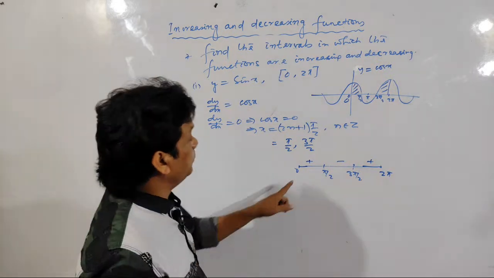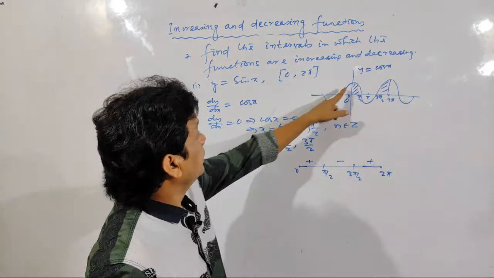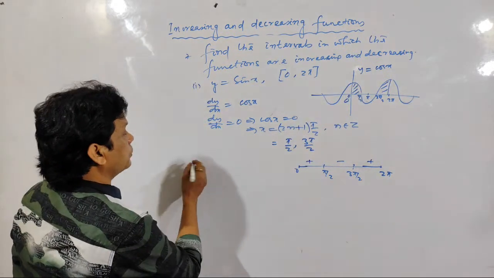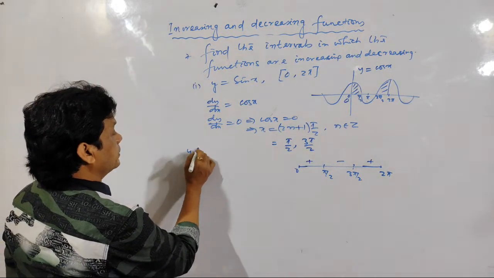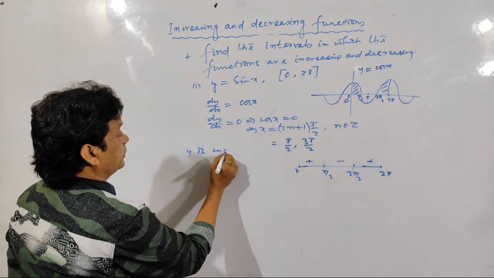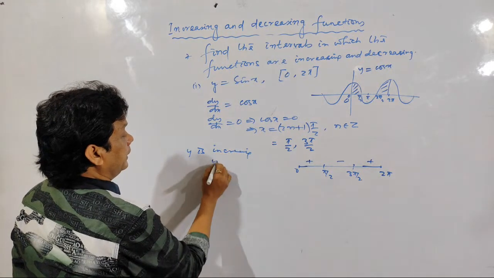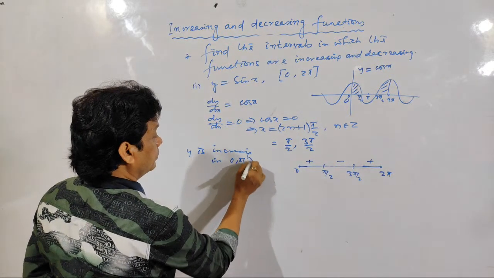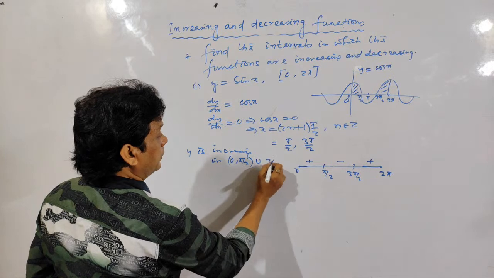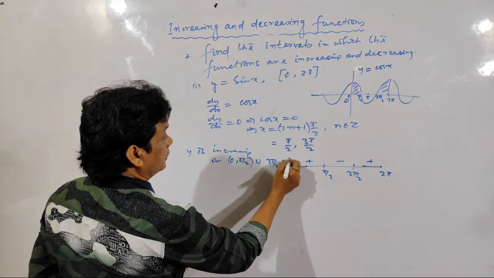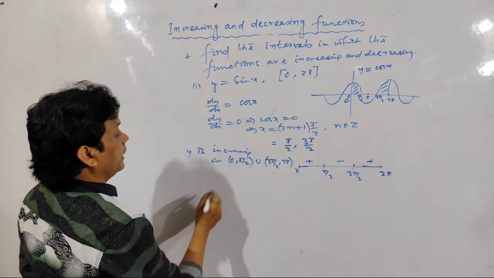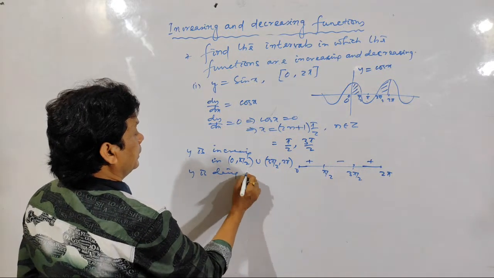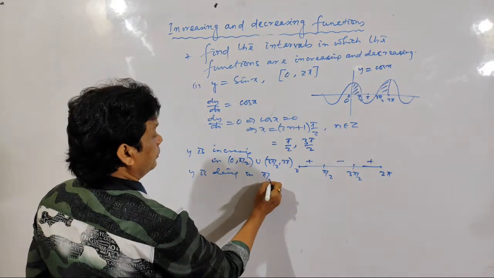No, you cannot put the closed interval, because at 0 it is neither increasing nor decreasing. So in this case also you should put an open interval. So y is increasing in these two intervals, 0 to pi by 2 union 3 pi by 2 to 2 pi. Clear? And y is decreasing in pi by 2 to 3 pi by 2.